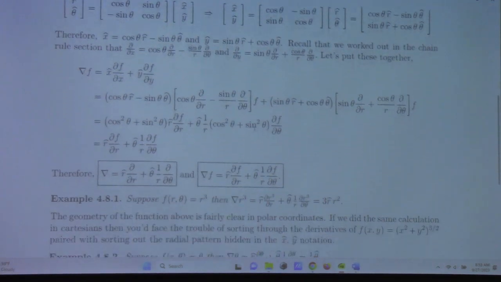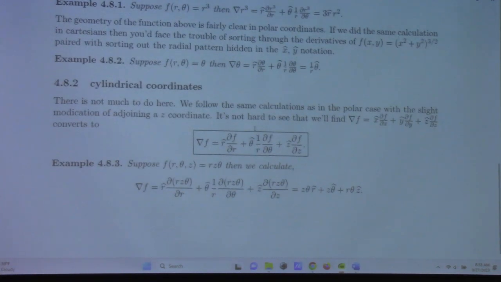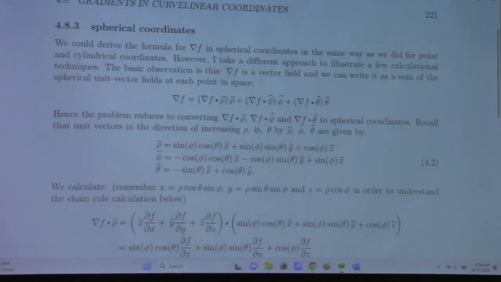All right, so next up, cylindrical coordinates. How do you calculate the gradient in cylindrical coordinates? This is a short conversation because it's exactly the same. You just add a z-hat term. So the cylindrical coordinates gradient formula is the same, right? The spherical coordinates, though, that's actually a little bit more complicated.